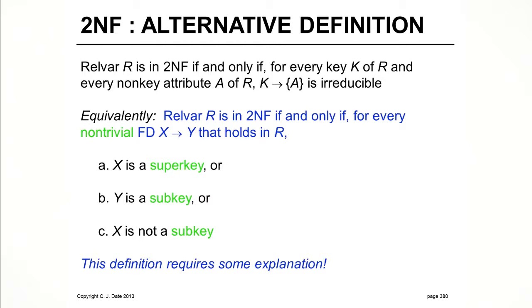There is another definition, which I'm going to claim is equivalent. I'm not going to attempt to prove it. It's an interesting exercise to try and prove it, but I will simply state it. R is in second normal form if and only if for every non-trivial functional dependency x arrow y that holds in R, either x is a superkey, or y is a subkey, or x is not a subkey.